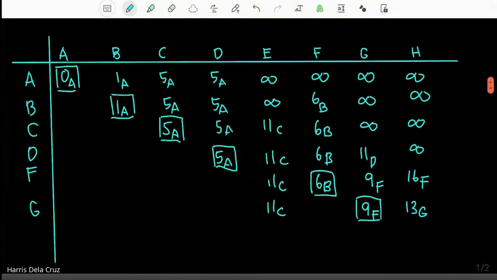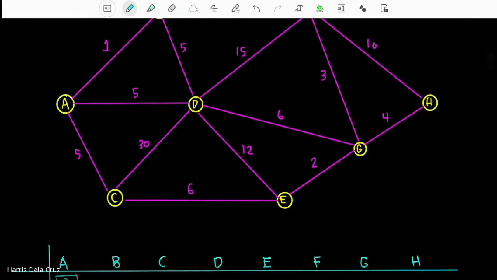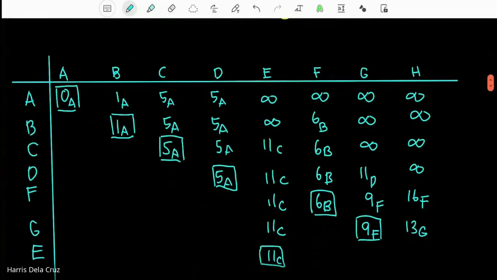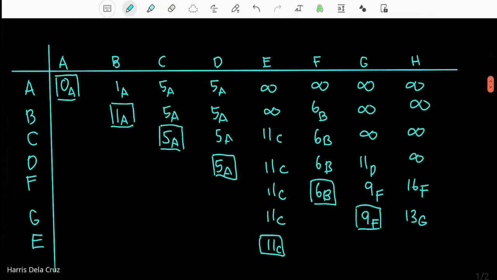Again, the next step is to choose the vertex with the smallest temporary label. So that's E with a label of 11. We now fix E and we are now going to visit E. From E, the only vertices that we can visit are C, D, and G, but all of these vertices already have permanent labels. So, no need to replace the label for each. So, the temporary label of each will now become a permanent label.